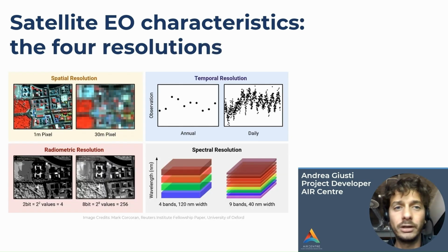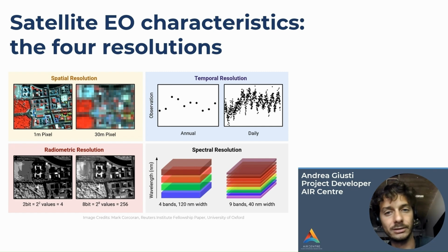Other key characteristics are the types of resolution in satellite remote sensing data. First, we have the spatial resolution, which refers to the smallest size of an object that a sensor can detect, usually indicated by the pixel size. The higher the spatial resolution is, the more detailed the image is, but it covers a smaller area. Next is the temporal resolution, which is how often a satellite revisits the same area.